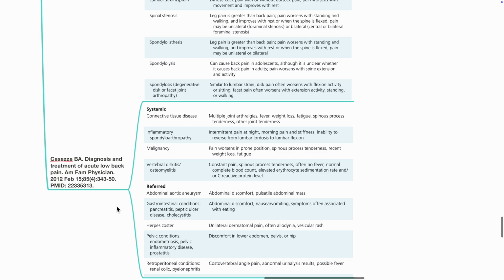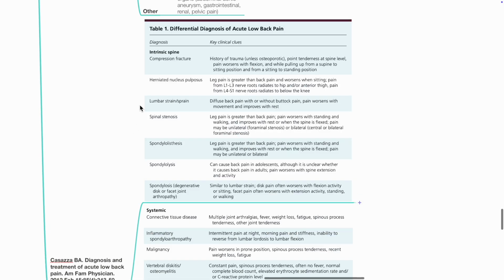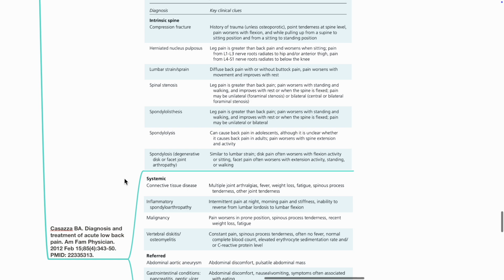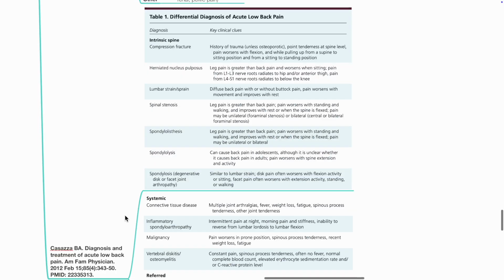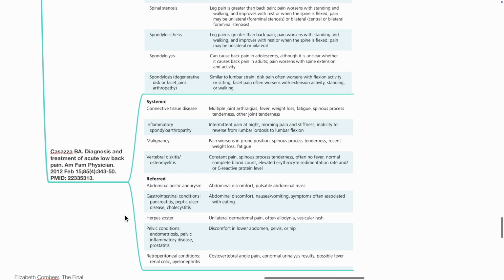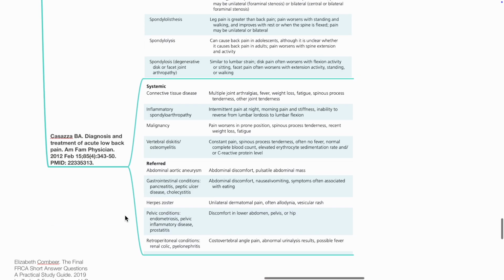The differential diagnosis for back pain can also be classified as intrinsic spine, systemic cause, and referred pain. Intrinsic spine pathology includes compression fracture, herniated disc, lumbar strain or sprain, spinal stenosis, spondylolisthesis, spondylosis. Systemic causes include connective tissue disease, inflammatory spondyloarthropathies, malignancy, vertebral discitis, or osteomyelitis.